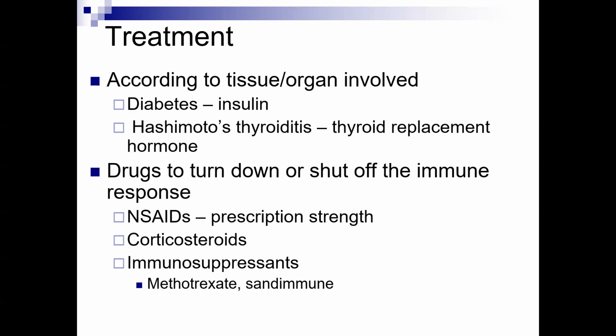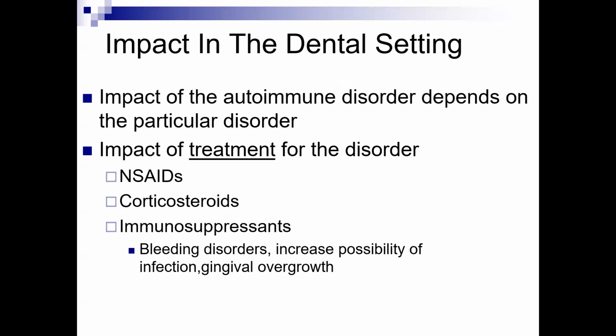So prescription strength ibuprofen, for example. Corticosteroids, so steroids in larger doses to really turn down that immune response. Also, there's immunosuppressants like methotrexate and Sandimmune. This Sandimmune is one of the 3 drug categories that causes gingival hyperplasia, and that's something that we must be aware of.